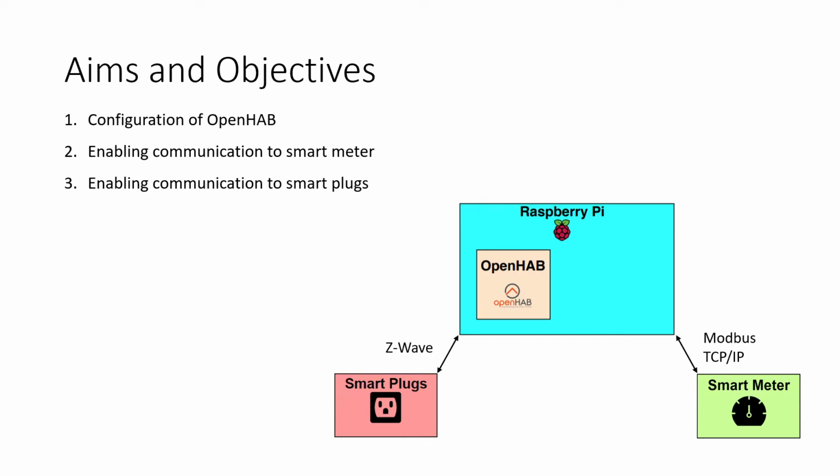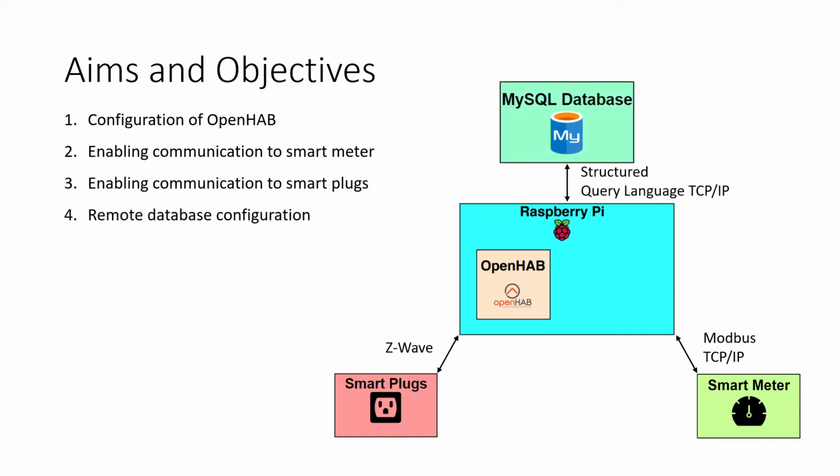The devices that are controlled within the project are smart plugs. The smart plugs use the Z-Wave communication protocol. A remote database will be configured which is not stored locally on the Raspberry Pi. This database will hold power readings from the smart meters and other information on the devices in the network. The control loop will then control the smart plugs based upon the power readings stored within the database.